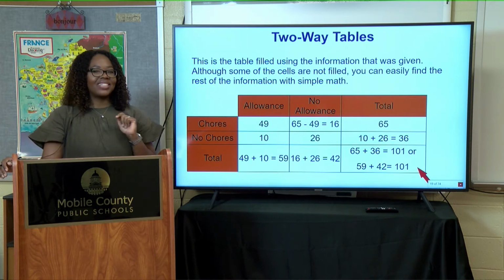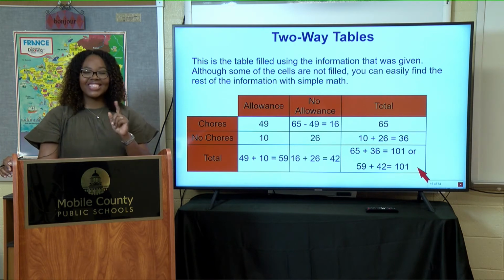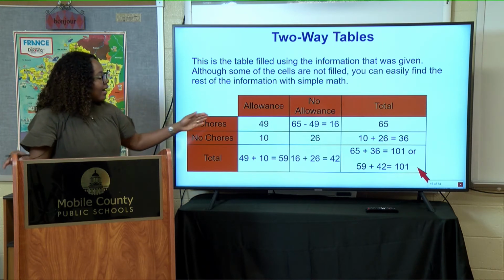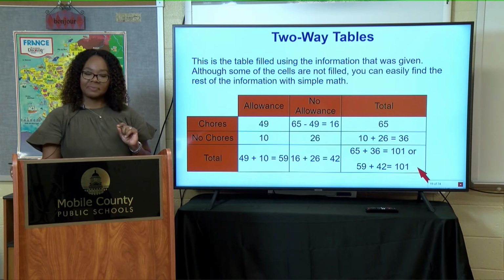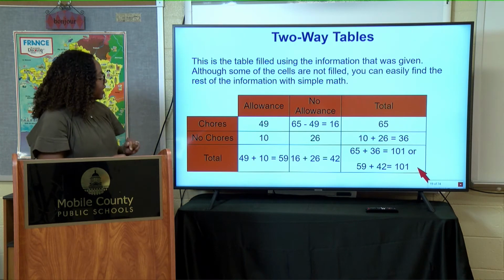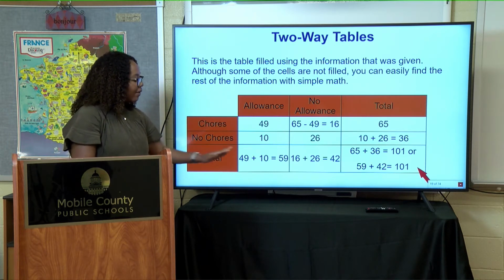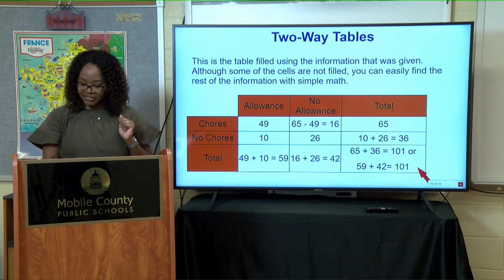Can you tell how many students were surveyed total? Good, you just take the sum of the subtotals. So I can take the sum of the 65 and the 36, and it'll give me 101. Or you can take the total of the subtotals for allowance and no allowance, which is 59 and 42, and you will get 101 as well. So 101 students were surveyed.